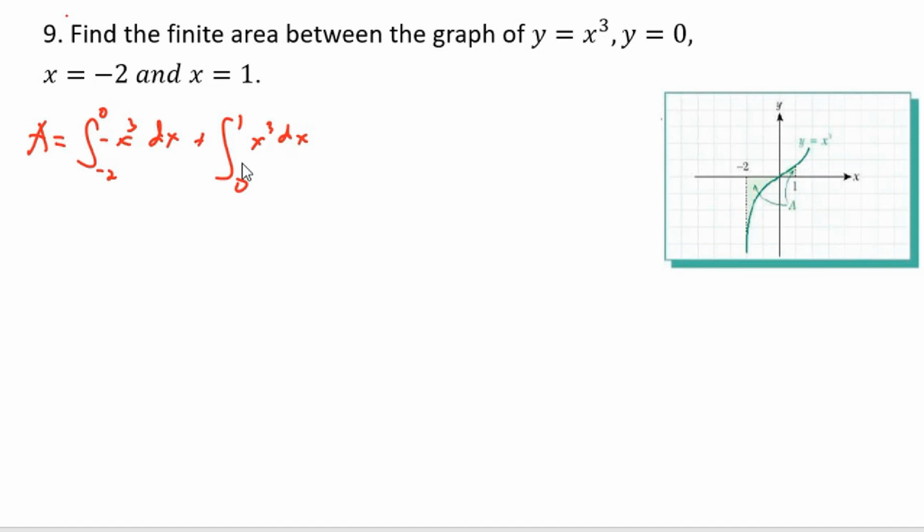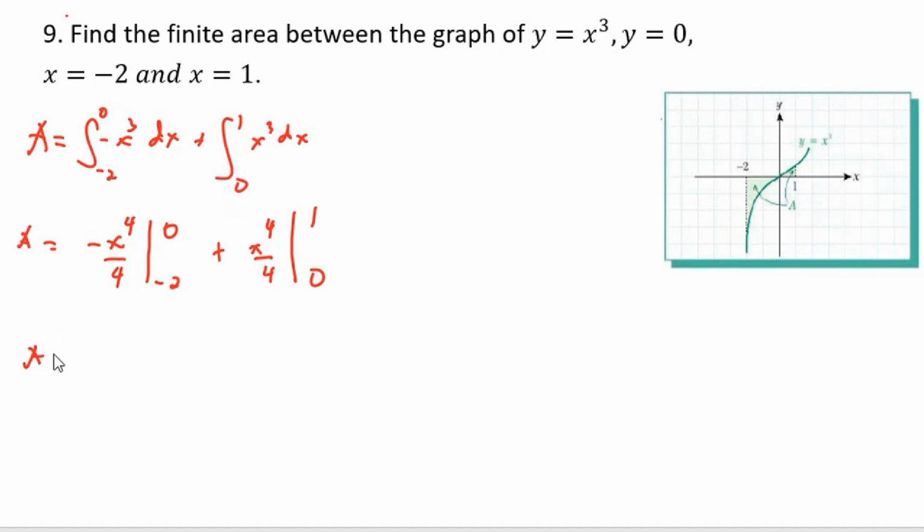So in other words, we're just breaking the interval from negative 2 to positive 1 by applying the properties of the definite integral. So we now have to integrate. This one is negative x to the power of 4 over 4, evaluated from negative 2 to 0, plus the second term, x to the power of 4 over 4, evaluated from 0 to 1.